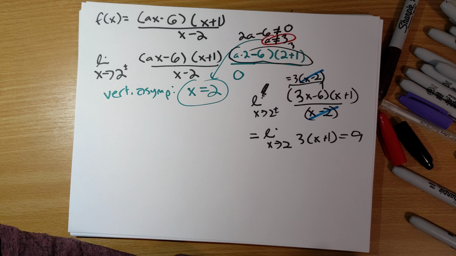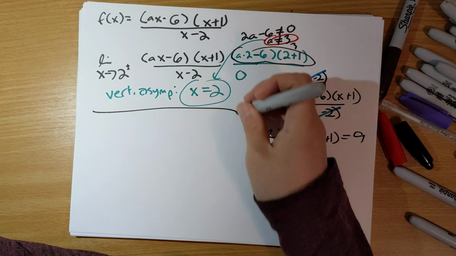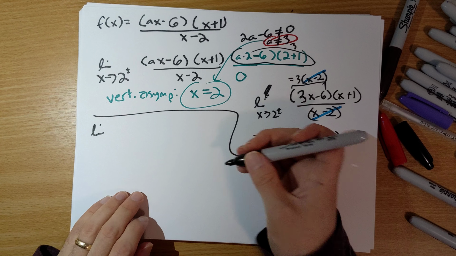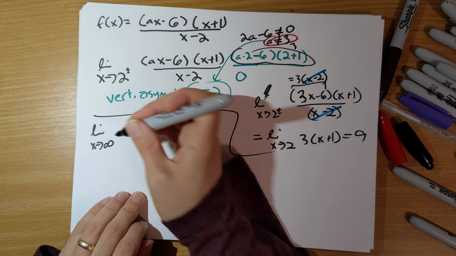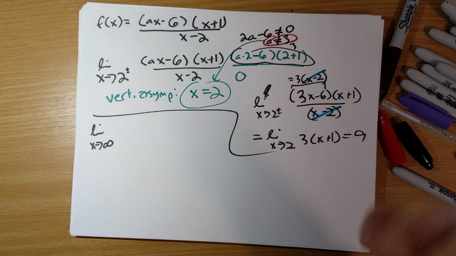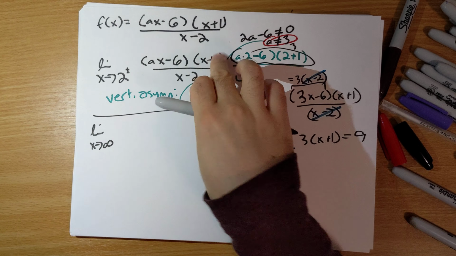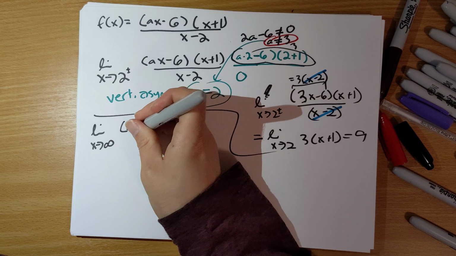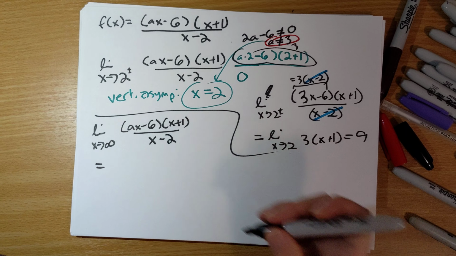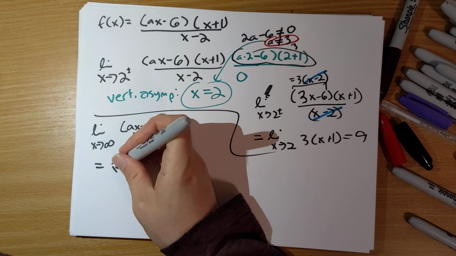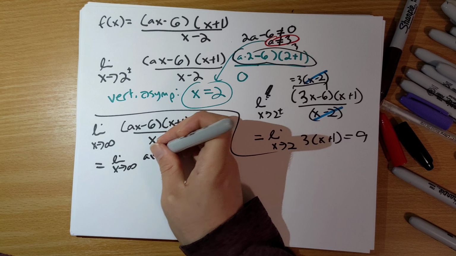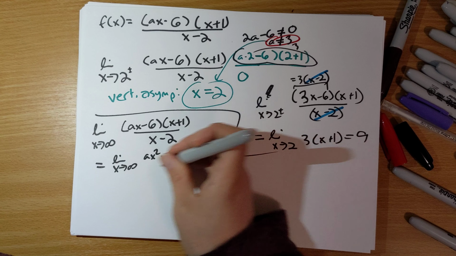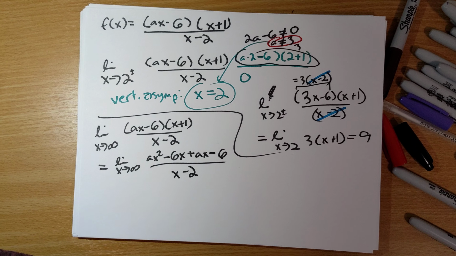Okay, so for part B, we're asked about horizontal asymptotes. So we have to think about the limit as x goes to infinity, or the limit as x goes to negative infinity, of this expression here. Let me distribute out the multiplication upstairs. Limit as x goes to infinity of ax squared minus 6x plus ax minus 6 over x minus 2.